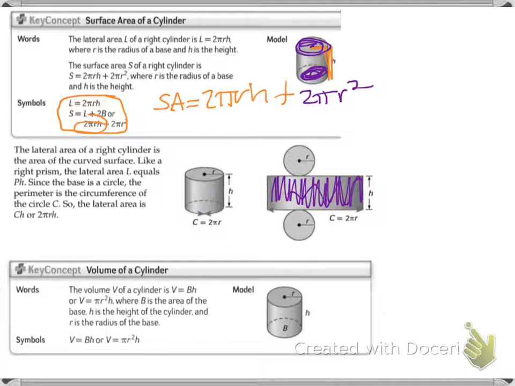Let me just double check that this is what it says. On a formula chart, the volume of a cylinder could say base times height, but the base here is pi r squared because it's a circle, and it does actually say pi r squared h. So that's pretty easy.